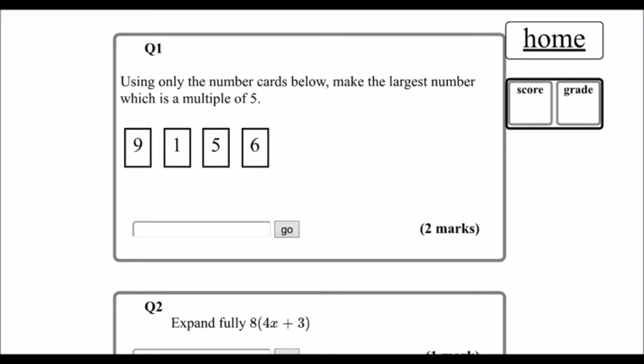This is the Mathsgrader Mini Mock Foundation Paper 3 Calculator.